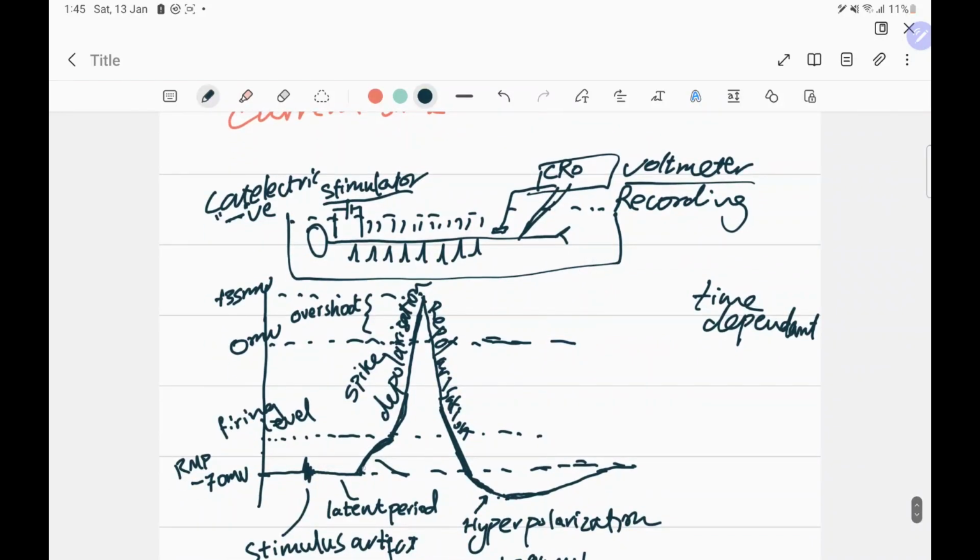Firing level is where, if you reach firing level or threshold potential, you are very likely to get an action potential. If you read certain books, it would actually say that threshold potential or firing level is where you have a 50% chance of getting an action potential. Books like Berne and Levy give such a term. But most other books would say that it is where you will definitely get an action potential. Just be aware of this.